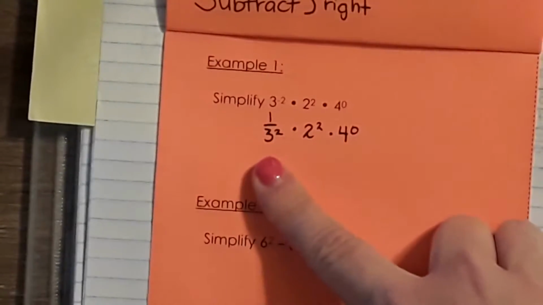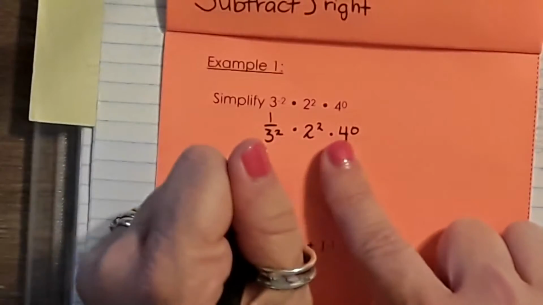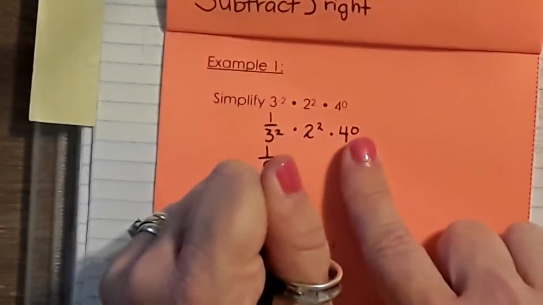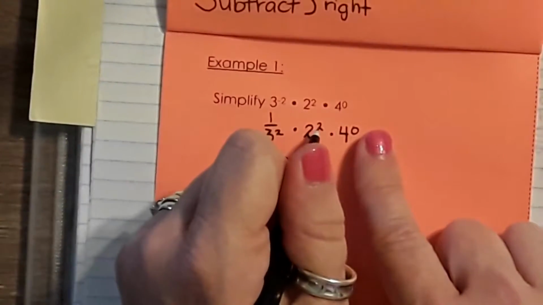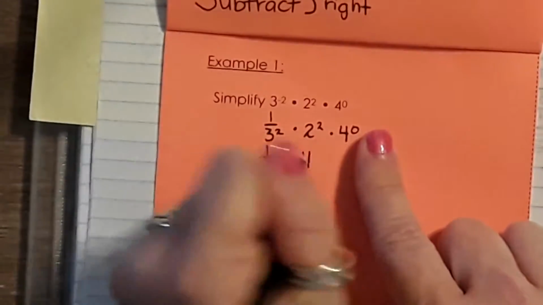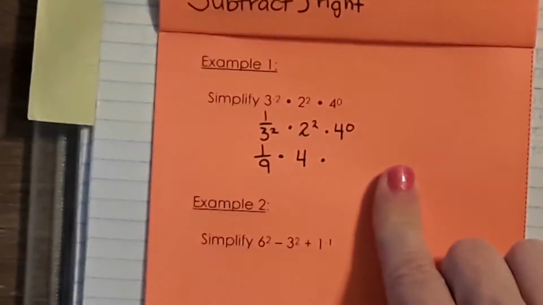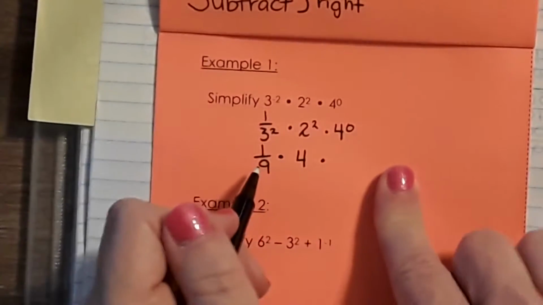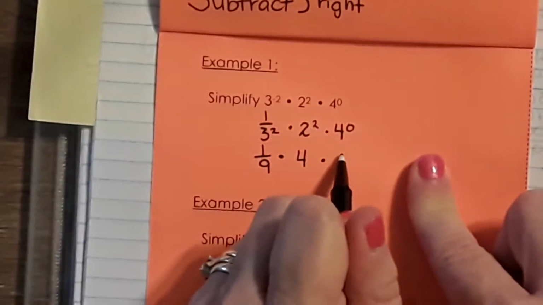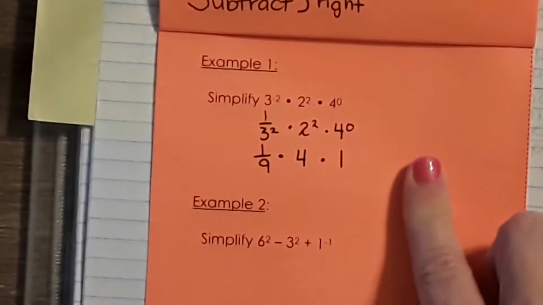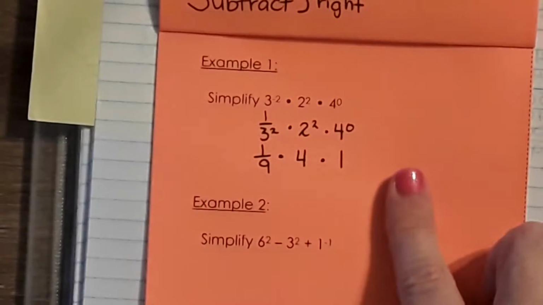So 1 over 3 squared, I know is 3 times 3, so that's 9. So 1 over 9. 2 times 2 is 4. And then anything to the 0 power, which we discussed in the other orange foldable or orange paper, I know that 4 to the 0 is 1. Anything to the 0 power is 1.